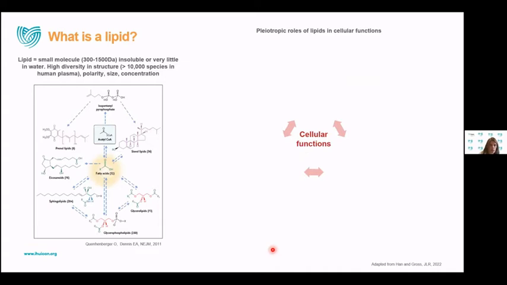I will start by presenting what a lipid is. A lipid is a small molecule that is insoluble or very little soluble in water. The class of molecules is really diverse, really high in structure. We think there are more than 10,000 different lipid species in human plasma. It's also really diverse in polarity, in size, and in concentration. This is mainly due to the high possibilities of chain length and unsaturations of these lipids, and also the isomery of the unsaturations of these lipids.